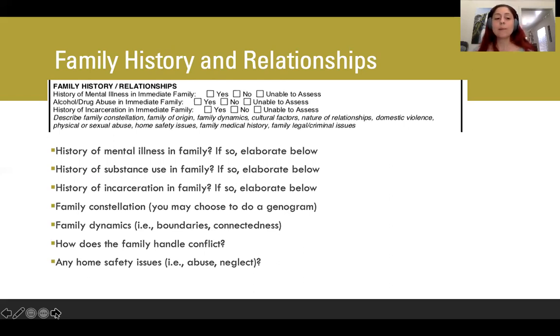You'll want to find out about how the family handles conflict. This is one that I already mentioned, but I want to expand a little more. What tends to happen when there's a disagreement or an argument in the home? What happens, and then how is it resolved, if at all? This is important because it may give you an indication of how the client themselves handles conflict in their relationships now, which is likely the same way their family did. So this is helpful to ask about.